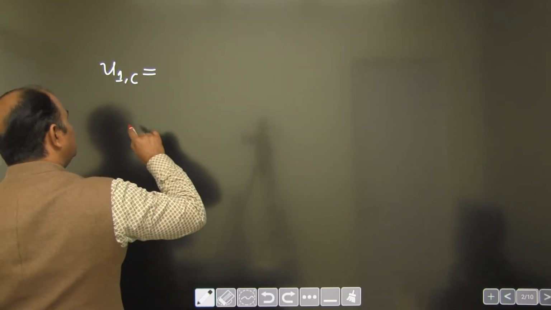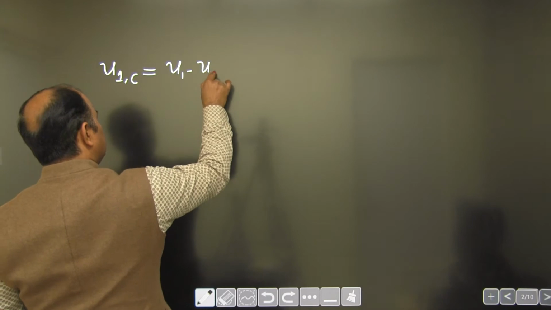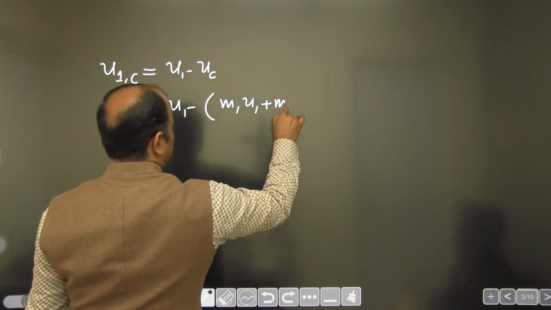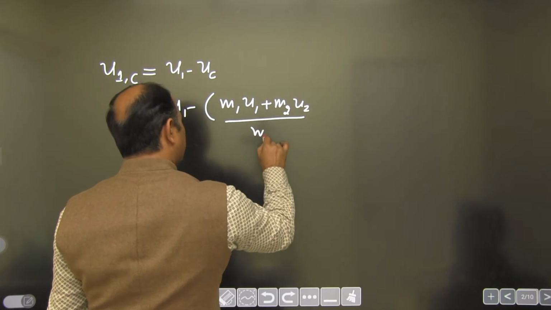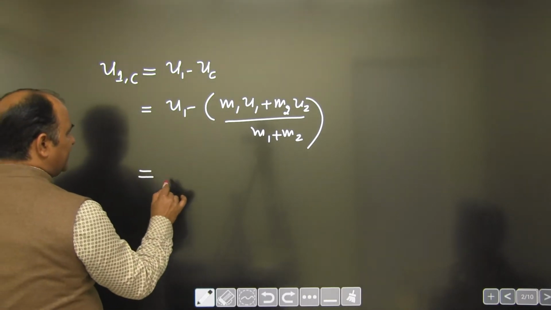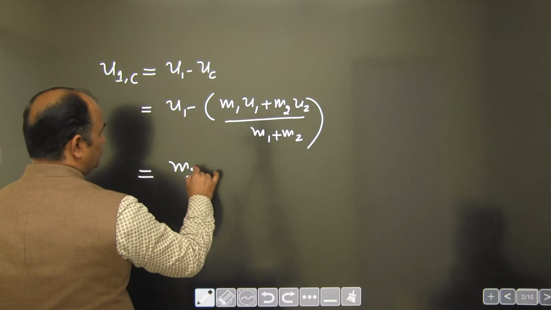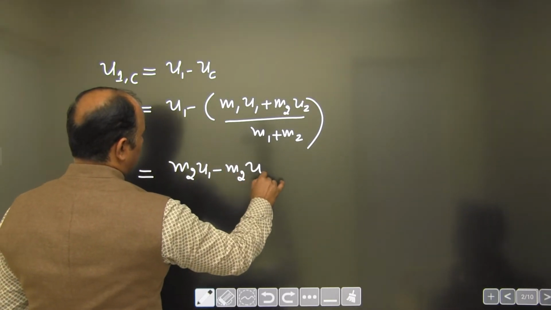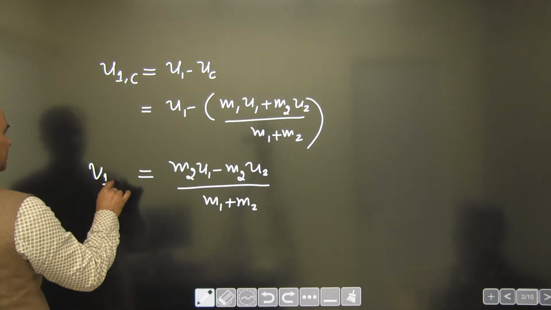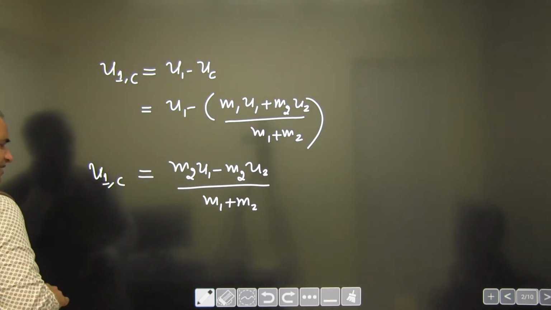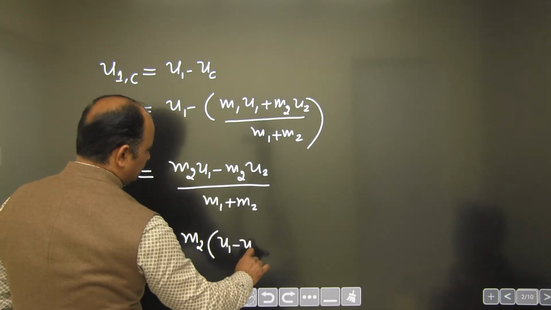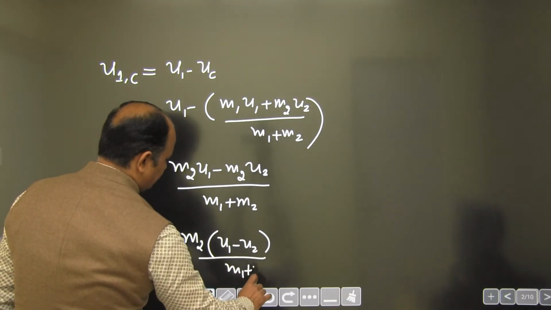So this is equal to u1 minus u center of mass, which is equal to u1 minus (m1 u1 plus m2 u2) over (m1 plus m2). Now, this can be simplified as m1 u1 cancels out, and this is m2 (u1 minus u2) over (m1 plus m2). This is the initial velocity of one with respect to center of mass. Initial means just before the collision. So this is equal to m2 (u1 minus u2) over (m1 plus m2).